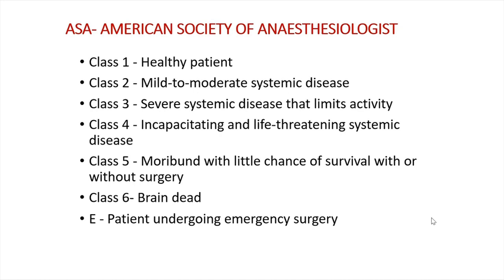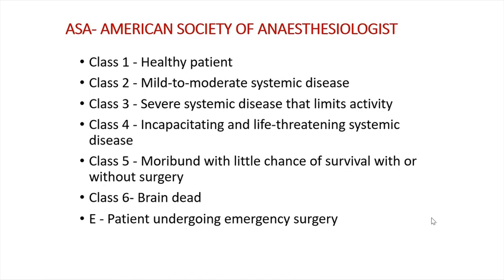Now, class 2 patients have mild to moderate systemic disease. Mild to moderate systemic disease, a hypertensive patient whose hypertension is controlled. That is ASA 2. Okay. Now, ASA 3 is a patient with severe systemic disease. For example, an uncontrolled hypertensive patient who is undergoing a major surgery.